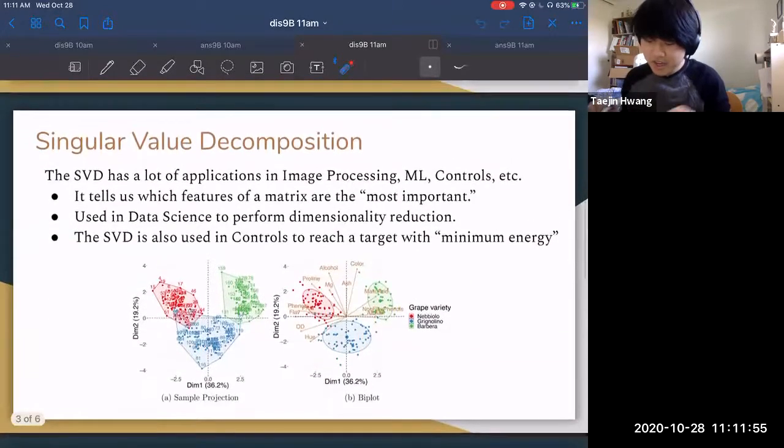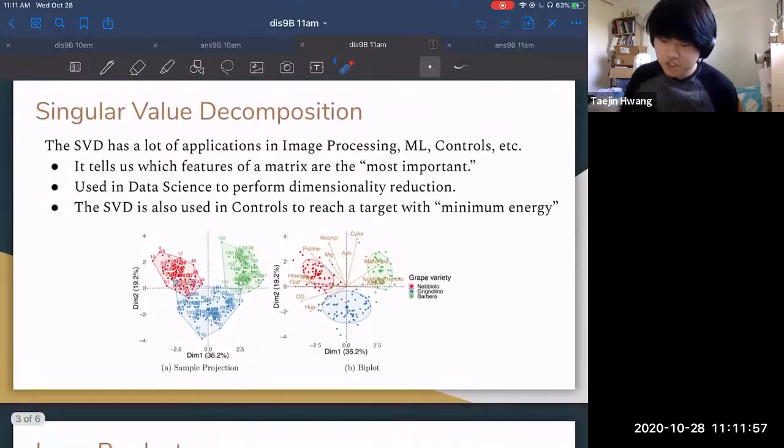I guess you might ask what the singular value decomposition is. As I stated earlier, it is just a way to break up a matrix into a bunch of features, the important features of the matrix. So the SVD as a whole, we're not going to be talking too much about it today.